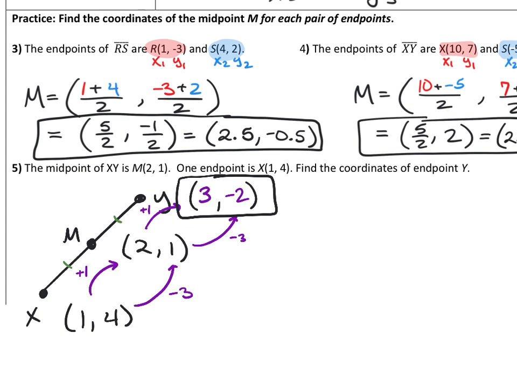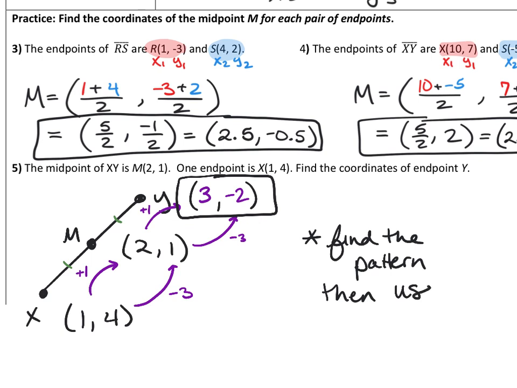So if you want to write a note to yourself on this so that when you look back at it, you're like, what? So we say find the pattern. Then use the pattern. That's what we did on this problem. We found the pattern, and then we used the pattern. When you've got that written down, flip your paper over so I know you're ready to move on.